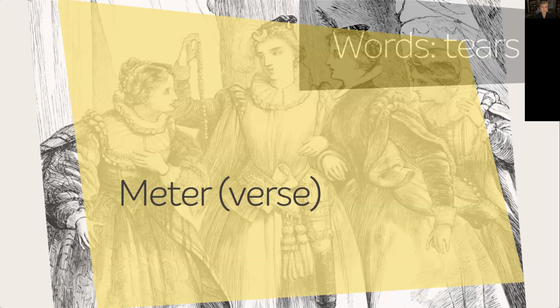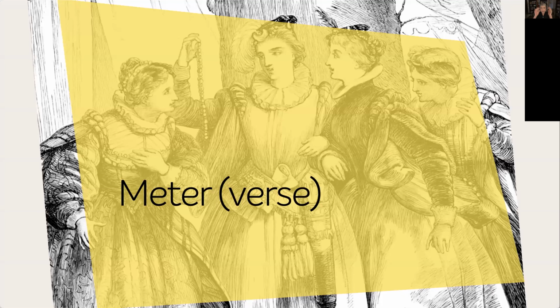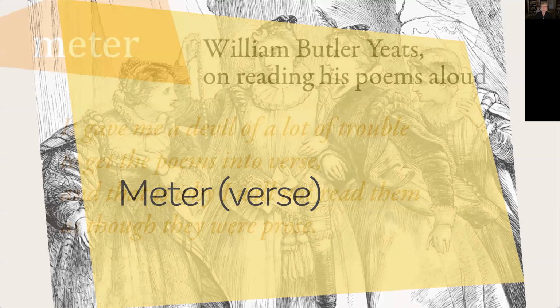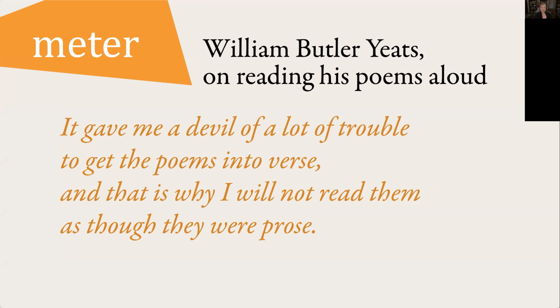I want to talk more about meter because the words is an obvious thing that we all get, but meter is the underlying structure that Shakespeare writes on. It's also called verse in Shakespeare. When it's a 10-syllable line, it's called verse as opposed to prose. But this is what Yeats said about his work. It gave me a devil of a lot of trouble to get the poems into verse. And that is why I will not read them as though they were prose. And I would suggest that Shakespeare probably felt the same way, because there's a lot of trouble.